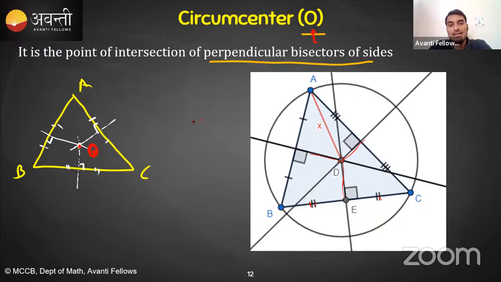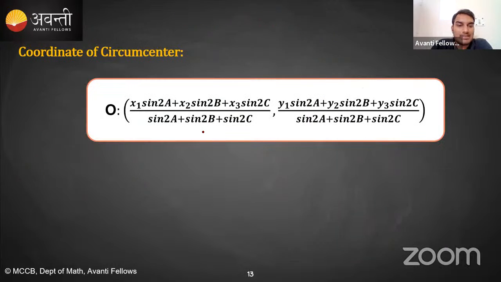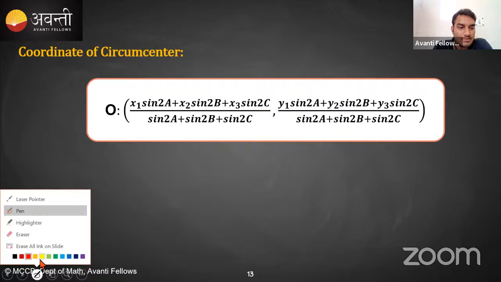Similarly, you can directly find the coordinates of the circumcenter, the way we found the coordinates of the other centers. The exact same procedure applies, but the procedure is not important. What is important is the coordinate. Derivation of these is not important. Nobody will ask you in any exam to derive it. They will directly ask you the coordinate. And how do you find it? x1 sin 2A plus x2 sin 2B plus x3 sin 2C upon sin 2A plus sin 2B plus sin 2C.